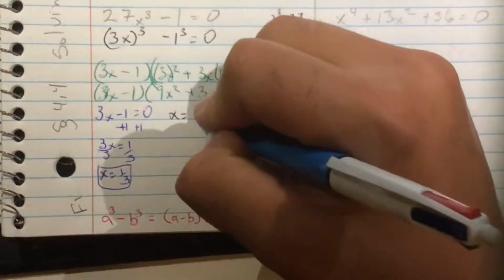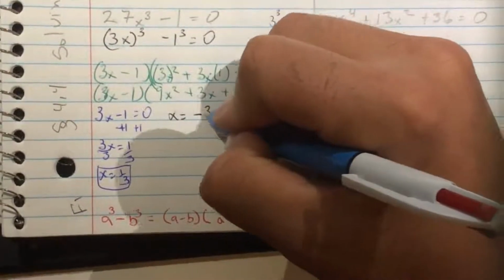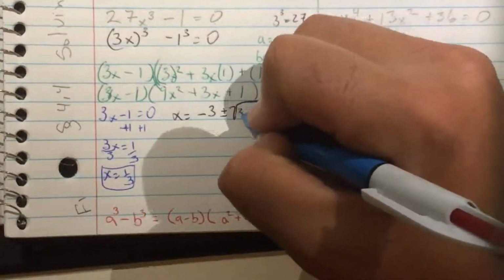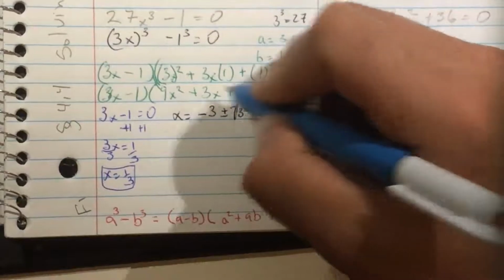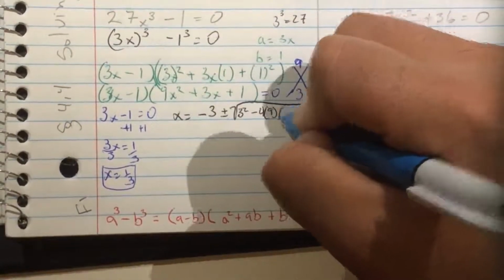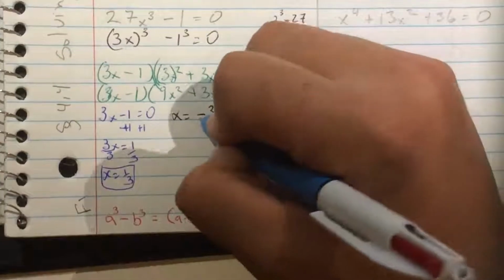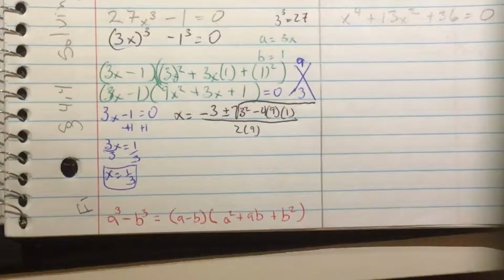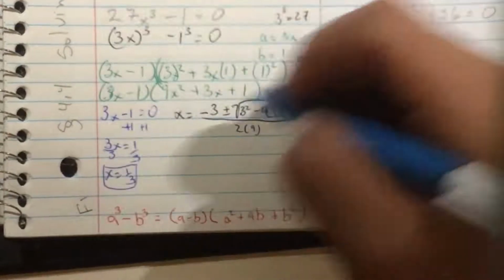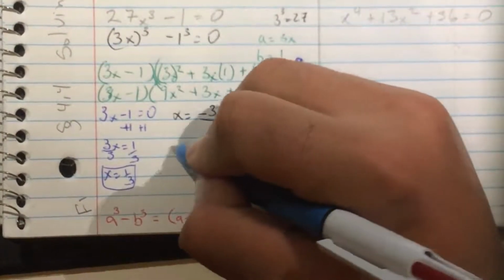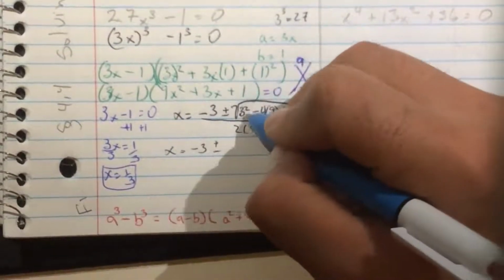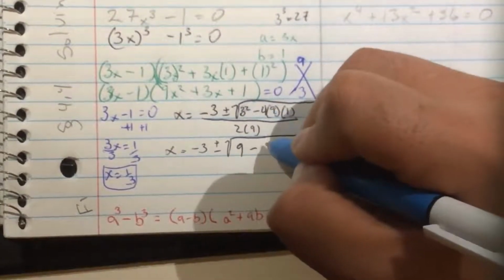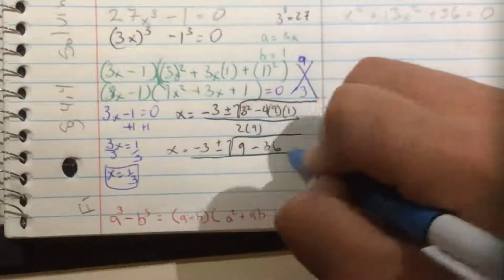So it's x is equal to negative b. Our b is 3, plus or minus the square root of b squared, which is 3 squared, minus 4 times a, which is 9, times c, which is 1, all over 2 times 9, 2 times a. This is going to be a little bit crazy problem. So we have negative 3 from this here, plus or minus 9 minus 36 all over 18.